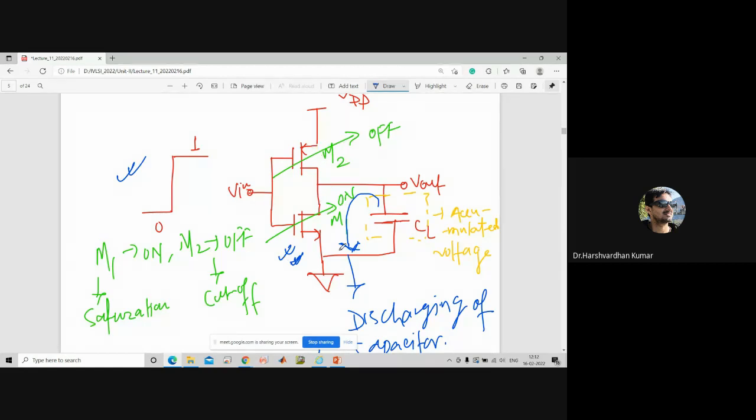So the circuit is not in a closed path. So what does it mean? If the circuit is open, that is M1 is open, it means that there will be no direct flow of current from VDD to the ground. This is known as GND, right? V ground. So in that case, the circuit is not completing. As a result, what will be the current?